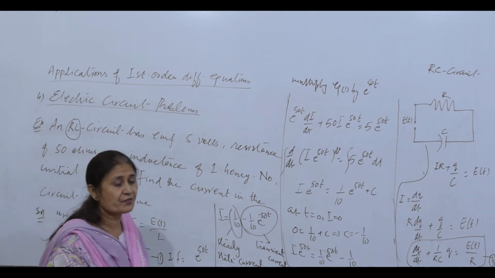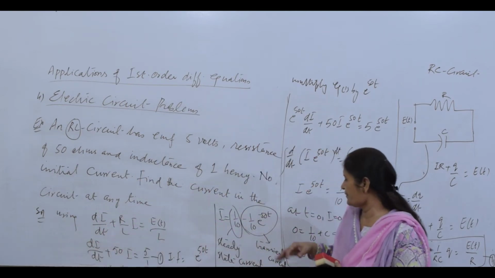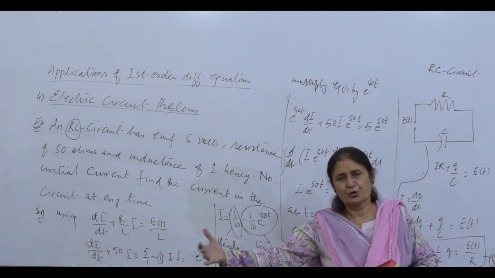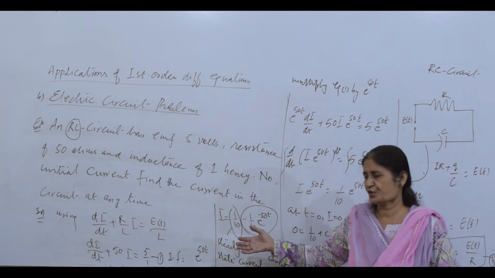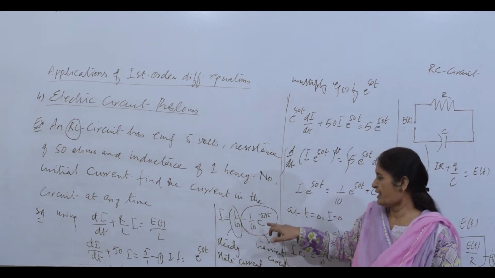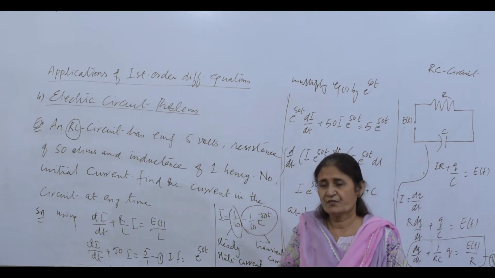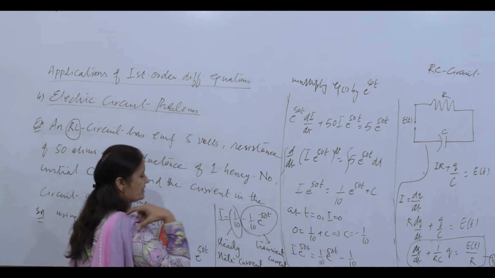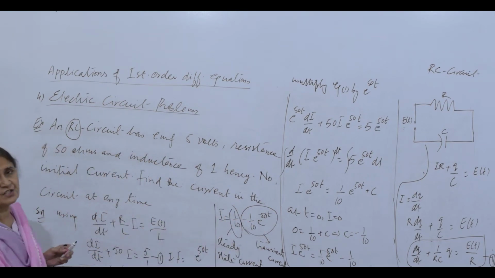Sometimes the examiner asks to find the steady state current. It means forget about the negative exponential; the remaining part is the steady state, whether it is a periodic function, sine or cosine, which may appear in some questions. But the negative exponential is the transient current. If he asks to find the transient current, write down that this part is the transient current. If he asks for the steady state, that will be the steady state current.